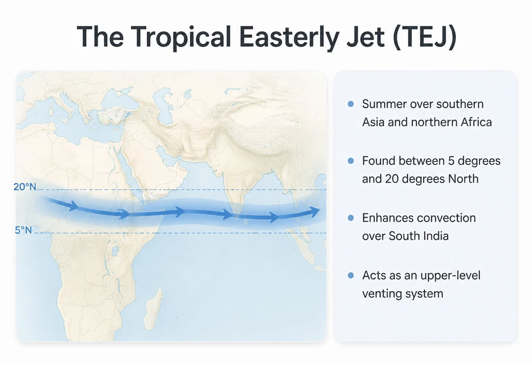The tropical easterly jet, or TEJ, is a dominant feature of the Northern Hemisphere summer over southern Asia and northern Africa. Found between 5 and 20 degrees north latitude, it persists from June to early October. During the South Asian monsoon, the TEJ induces secondary circulations that enhance convection, essentially acting as an upper-level exhaust system that pulls the strong southwest monsoon forward.